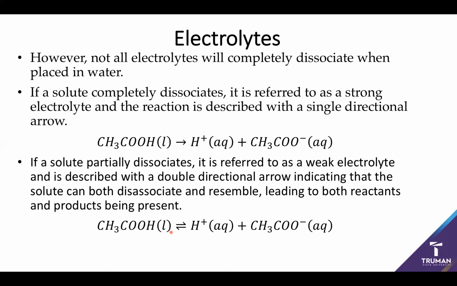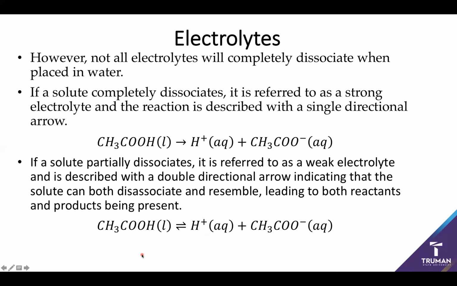And if we have a species, an electrolyte that both dissociates but also reforms, we call this a weak electrolyte. So a strong electrolyte will completely dissociate. A weak electrolyte partially dissociates because you always have some of the reaction going backwards, reforming whatever we started with.